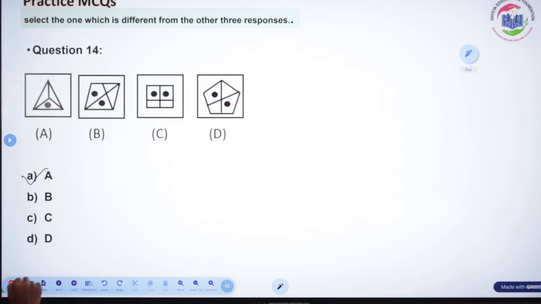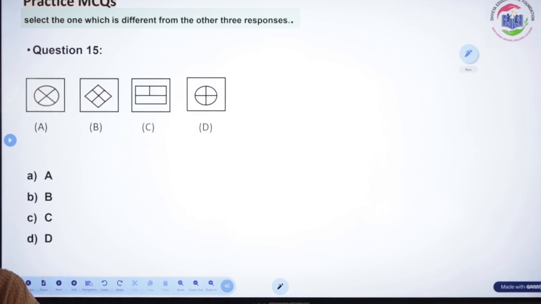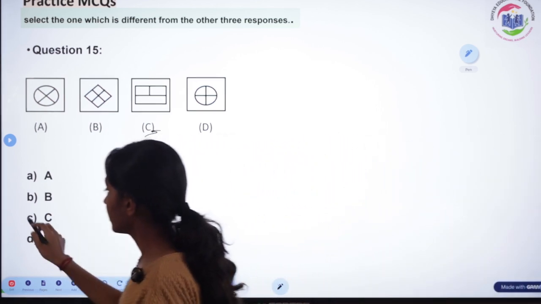This is the last figure for you. Observe this figure and tell me which one is the odd one out. Option A, B, C or D. Which one is the odd one out? If you observe the lines and the divided parts, you will get the correct answer. Option C is the odd one out.